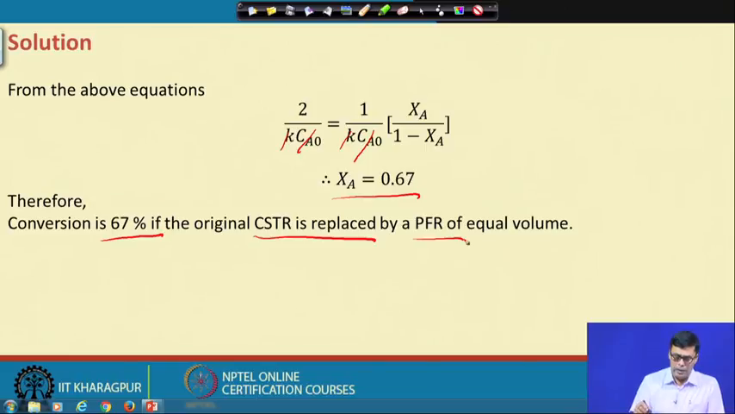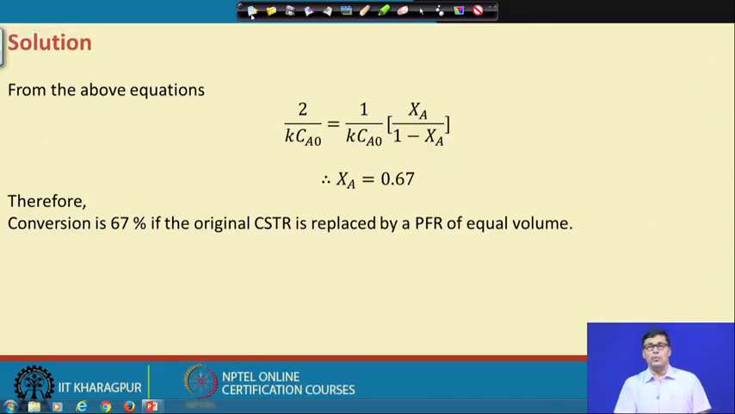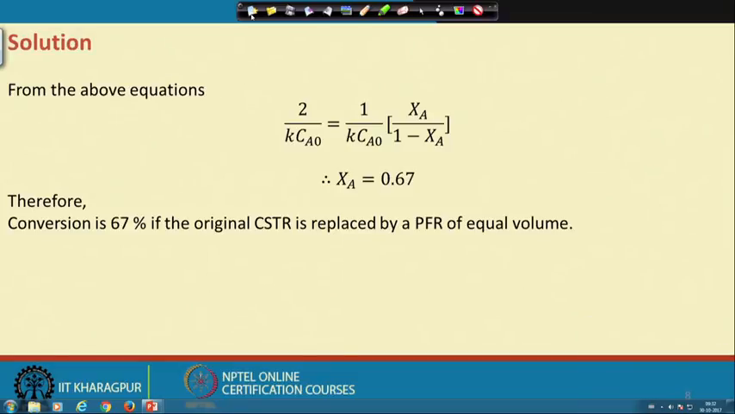So initially, in the case of the CSTR, it is 50% conversion. Now if you replace the same thing by the plug flow reactor, it increases to 67%. So this gives you some impression of what happens if the reactor volume is increased by 6 times and how the conversion changes, and in the second case, if the CSTR is replaced by the plug flow reactor, how the conversion changes.